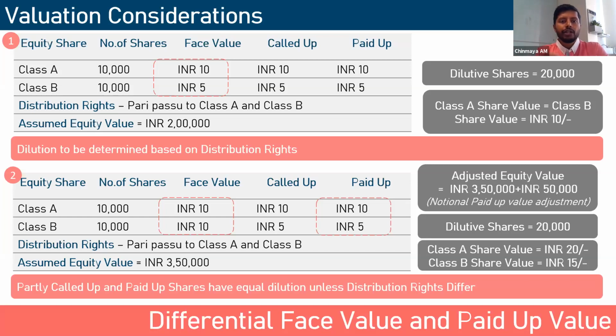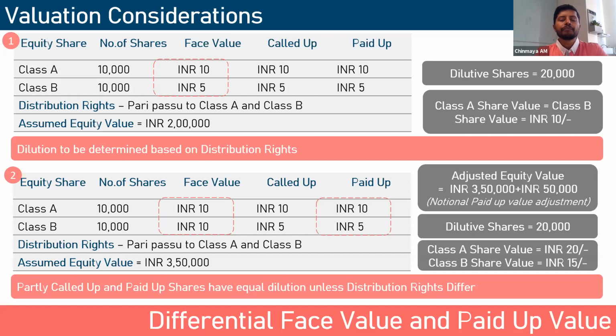And let's assume the value as on today is enterprise value, which with whatever method we would have arrived at, it could be market multiple or DCF or any other method, is 2 lakhs. Then dilutive number of shares is 20,000. It's a simple example, though face value is different because distribution rights are same. The dilutive number of shares would be same, which is 20,000, 10,000 plus 10,000. And value of Class A and Class B, both shares will be 10 because of the very reason of distribution rights being the same.